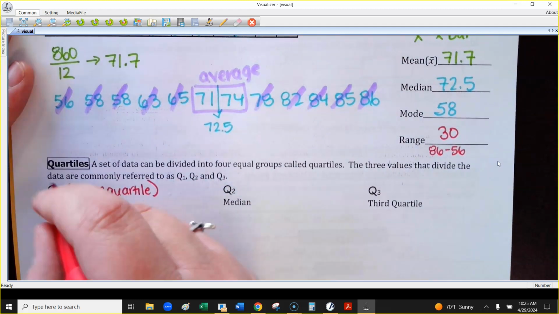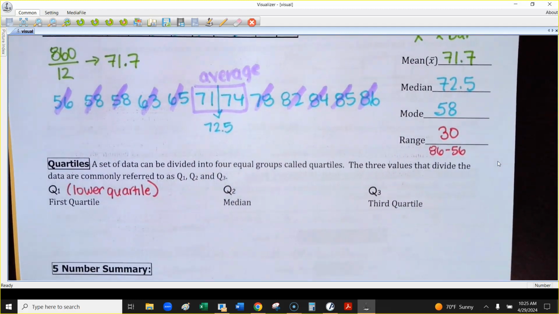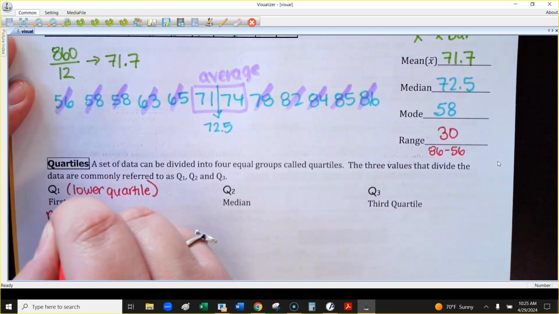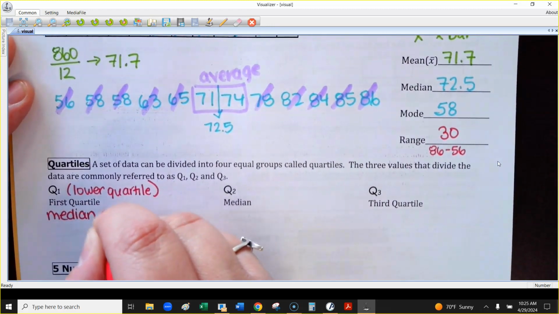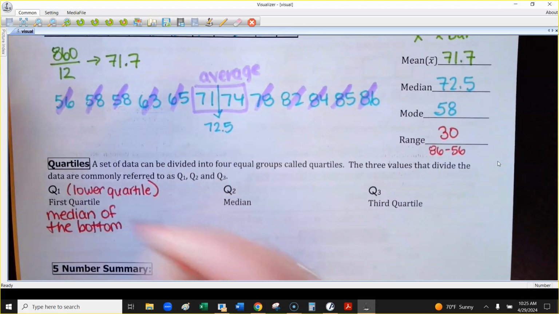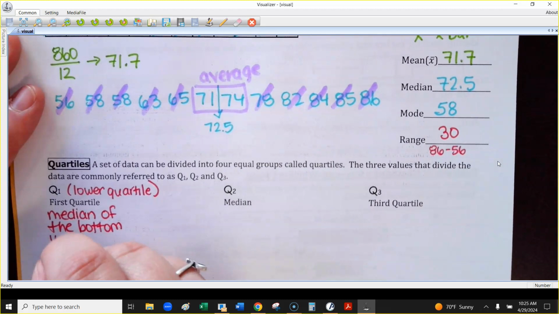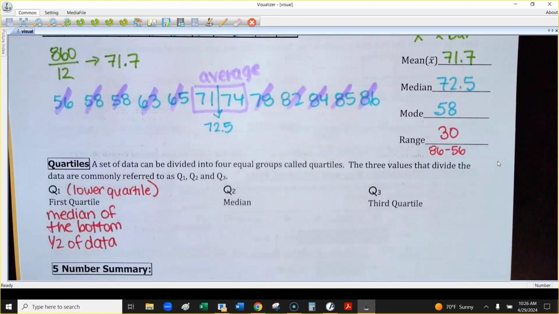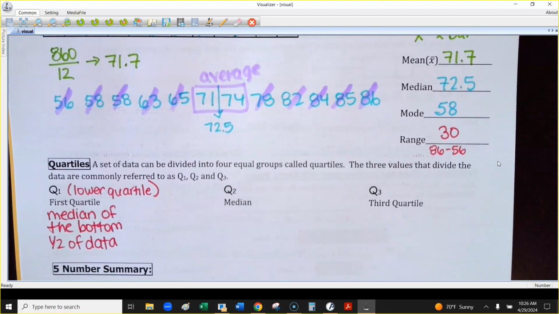This is basically the way you do this, and I'll just do this for the other data set. This is the median of the bottom half. So the lower end, the lower numbers of the data. That's the first quartile. They'll call that Q1, lower quartile, first quartile, or Q1. I'll probably use Q1 because it's less to say. But that's the median of the bottom half of the data.